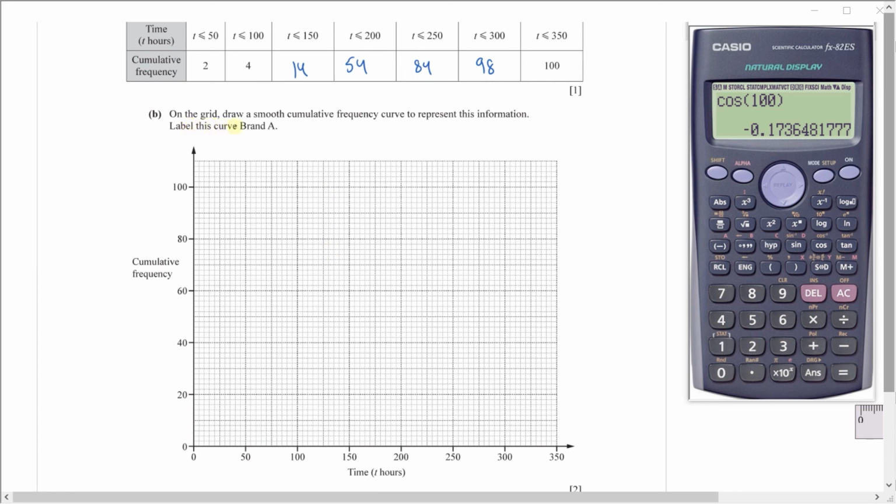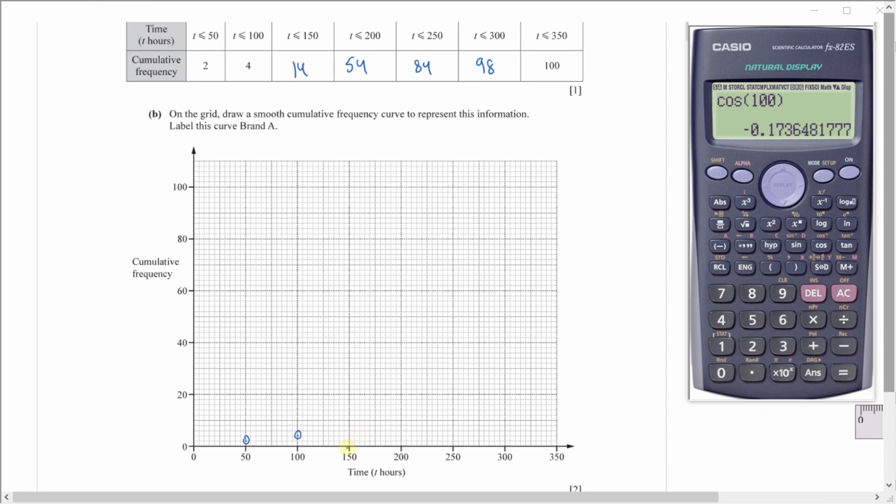Part B is on the grid, draw a smooth cumulative frequency curve to represent this information. Label this curve brand A. So you have hours on the x-axis and cumulative frequency on the y-axis. So less than or equal to 50, you have 2. On the y-axis, each small block represents a value of 2. So at 50, this will be your point. And then less than or equal to 100, you have 4. So this will be this one.